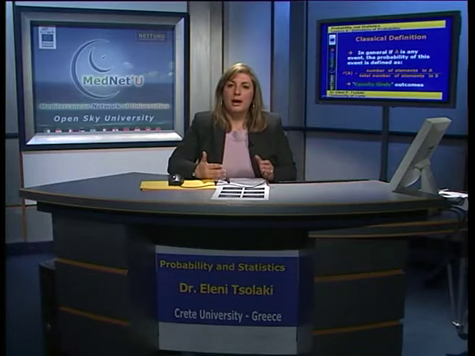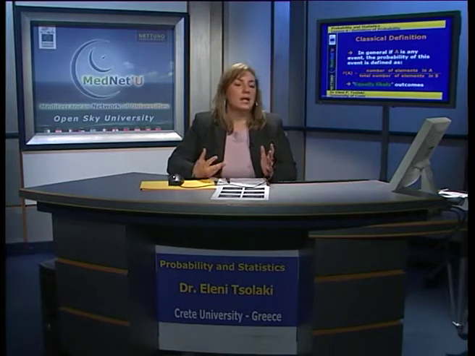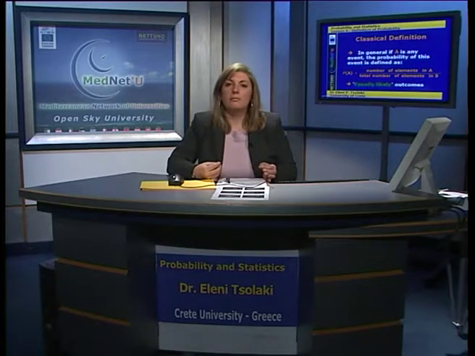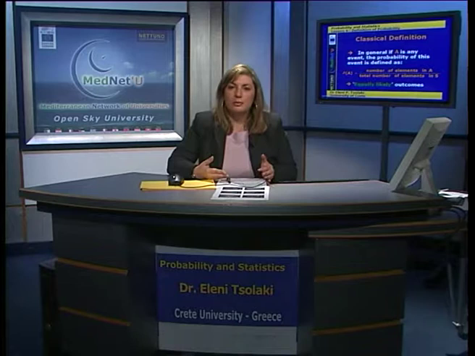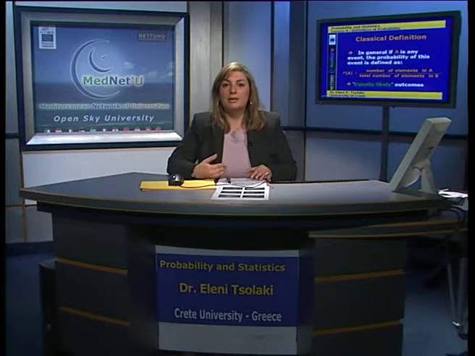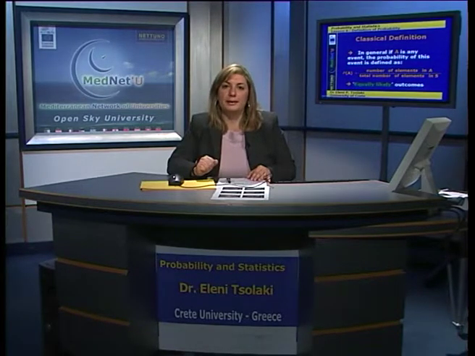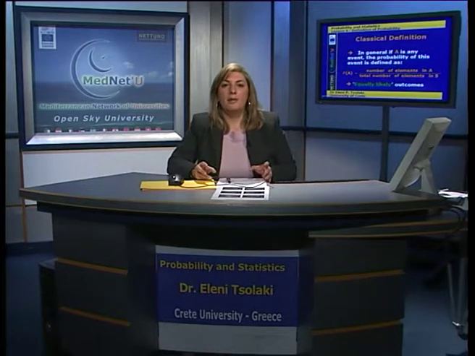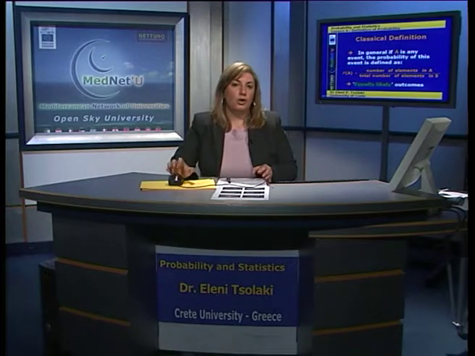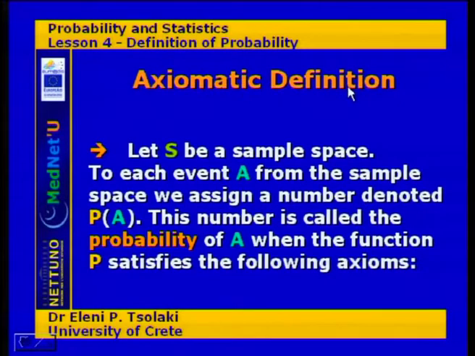So actually, trying to define what the probability is, we have already used the notion of probability. When we talk about equally likely outcomes, we mean that the outcomes have equal probability of being picked. So you can see here that although we try to give a definition of the probability, we actually have already used the notion of probability. And that's the problem with this definition. So we are going to see another definition now, the axiomatic definition, which does not have this problem.